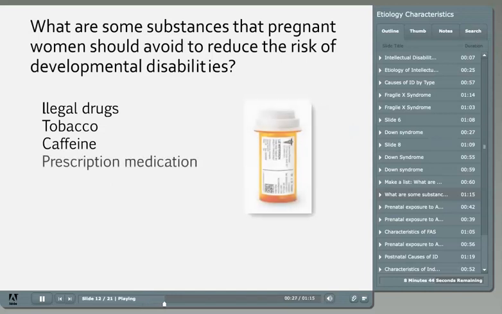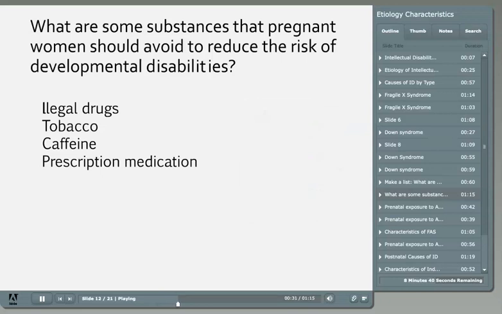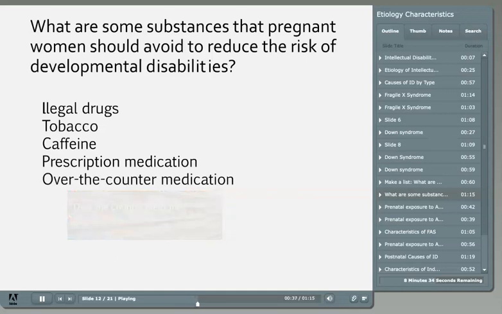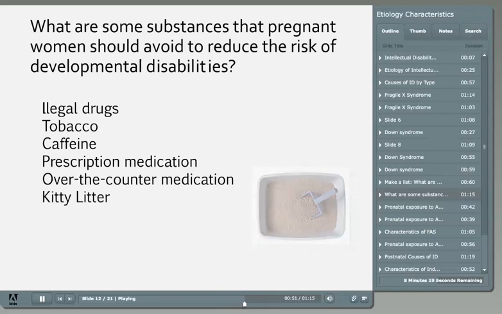Prescription drugs can be harmful, and if you're taking any prescription drugs, you should definitely consult with your doctor as soon as possible. Over-the-counter medicine should also be used very cautiously. Antacids, laxatives, sleeping pills, cold medications, and pain relievers are all either banned or to be taken in very small doses. Kitty litter is also a substance that should be avoided. There is a virus in cat feces that can cause serious damage.